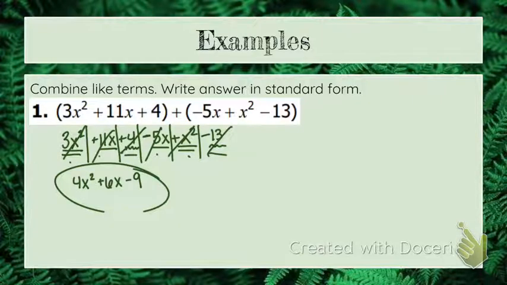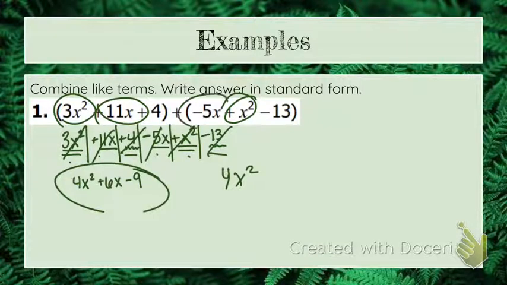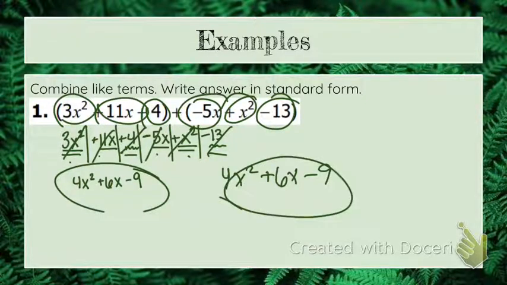So try not to overthink this. I'm giving you some methods to use for whenever your paper gets crowded and it gets confusing to look at. But some of you may see this and say 3x squared plus x squared is 4x squared. 11x minus 5x is 6x, and 4 minus 13 is negative 9. And that's fine.